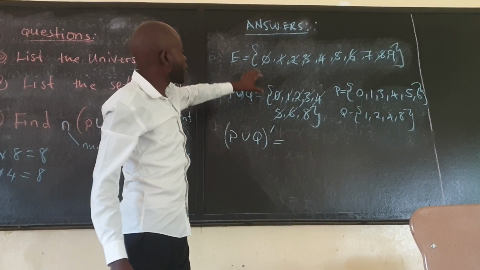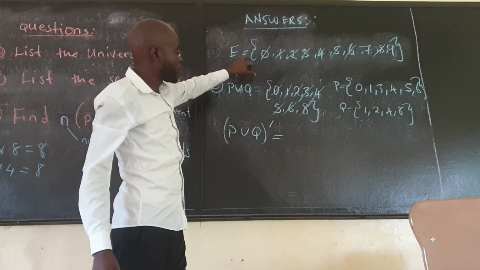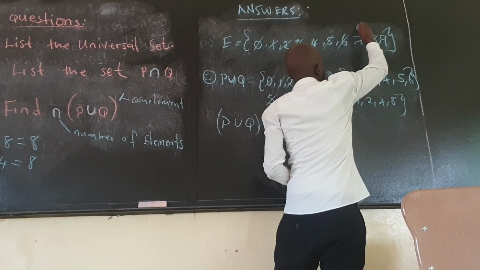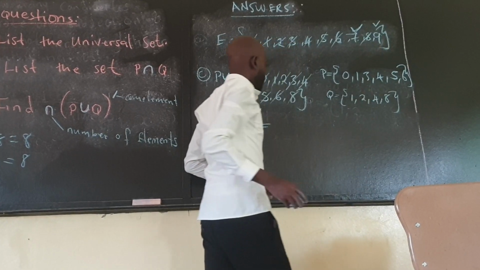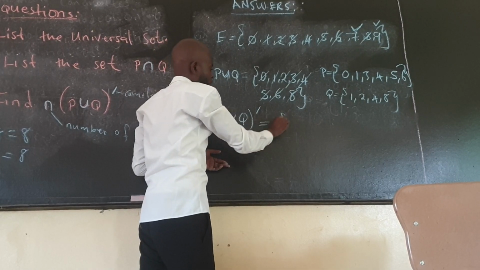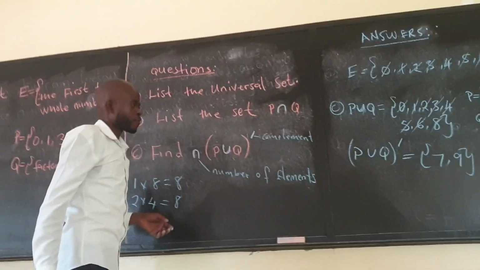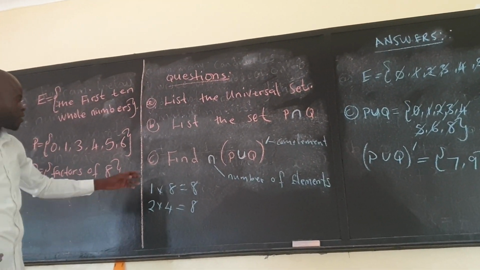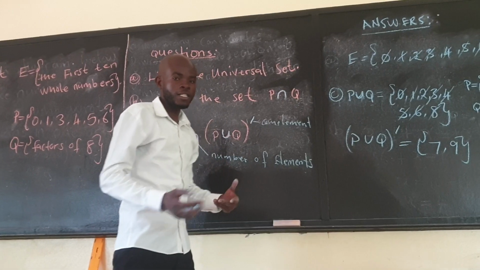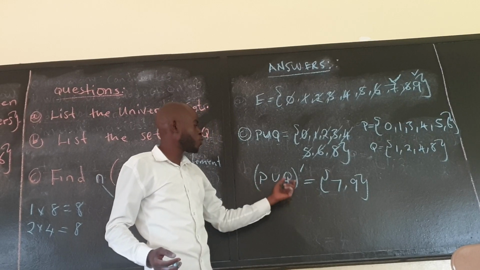Now, what numbers are remaining in the universal set after cancelling this set? We have got 7 and 9. So that is going to be our P union Q complement. Okay. So we have got 7 and 9. We are not done yet with the answer because the question is saying find the number of elements for P union Q complement.